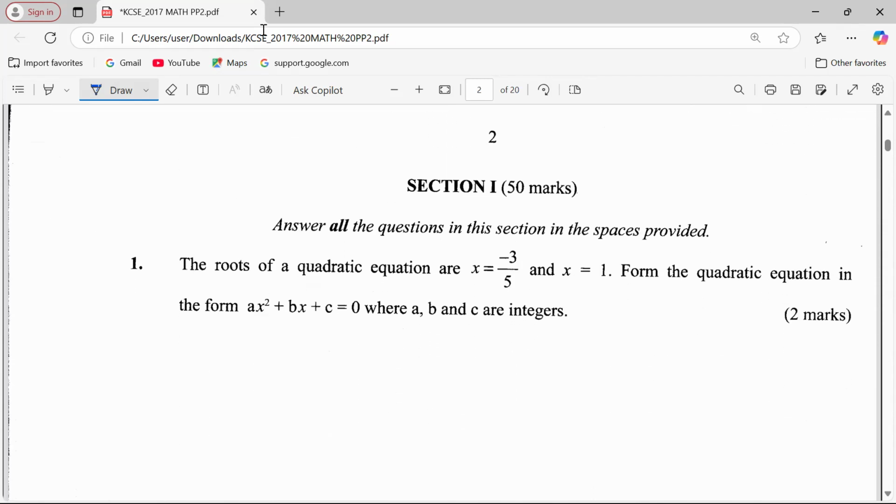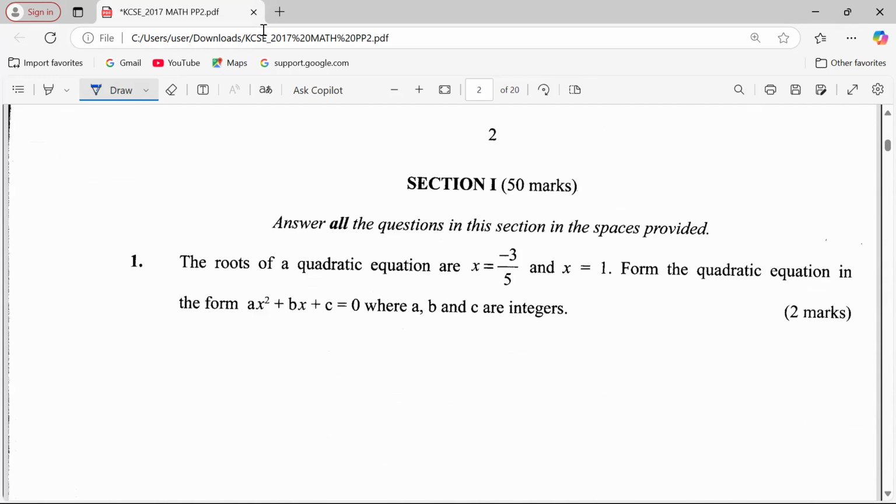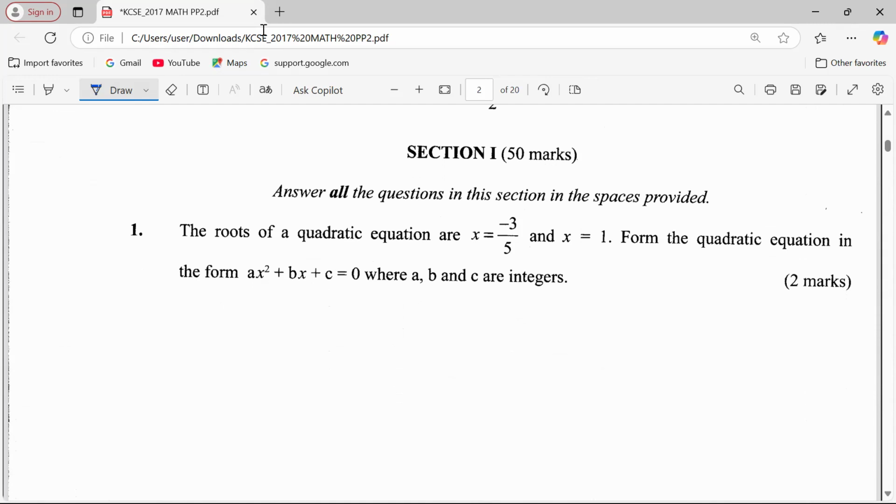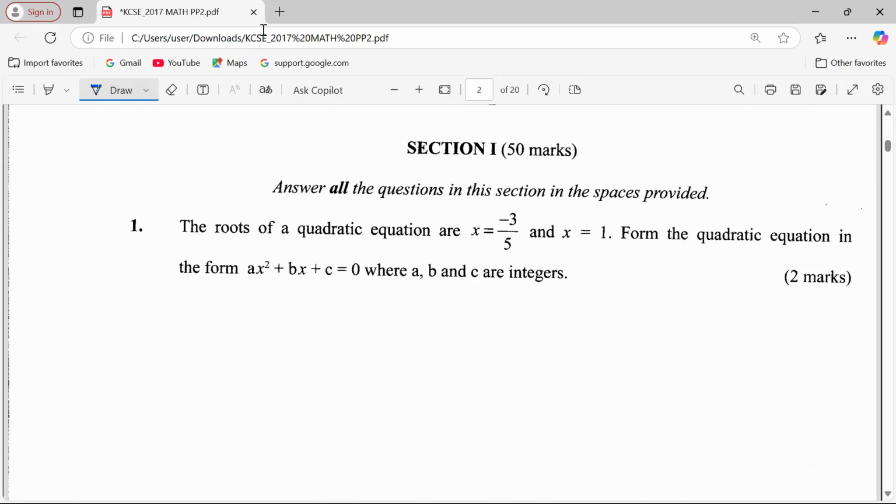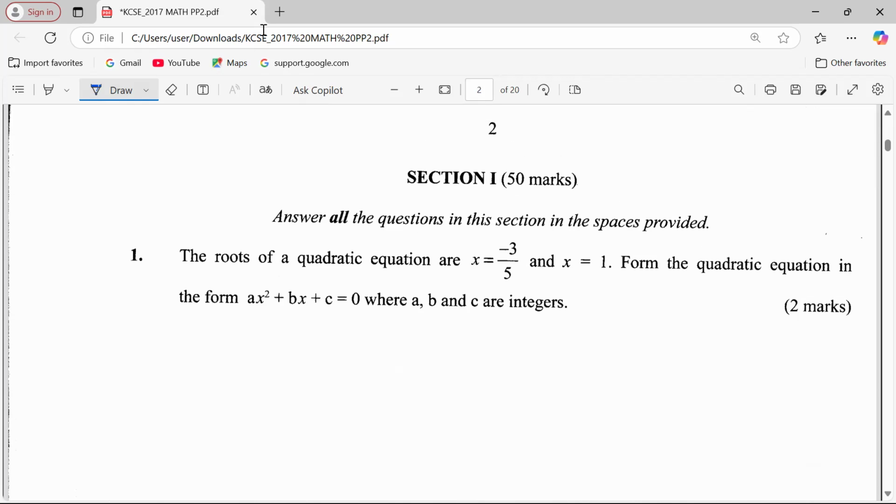Number 1, the roots of a quadratic equation are x equals -3/5 and x equals 1. Form the quadratic equation in the form ax squared plus bx plus c equals 0, where a, b, and c are integers.